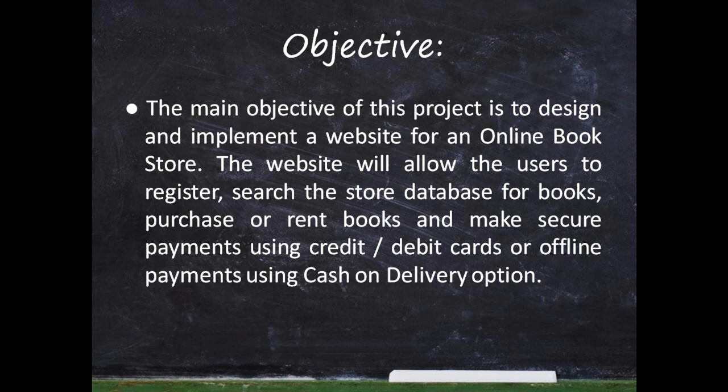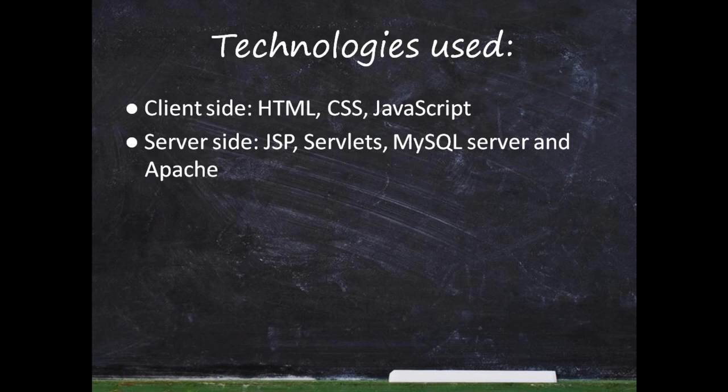Objective. The main objective of this project is to design and implement a website for an online bookstore. The website will allow the user to register, to search the store database for books, to purchase or rent books and make secure payment using credit or debit card, or offline payment using the cash on delivery option.